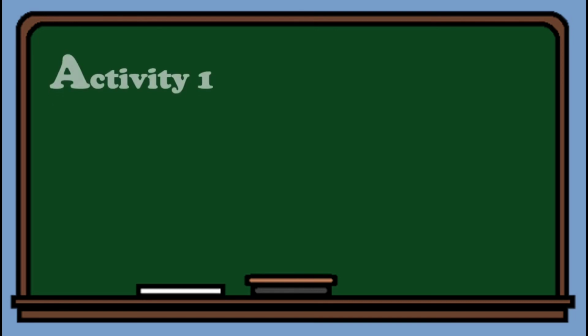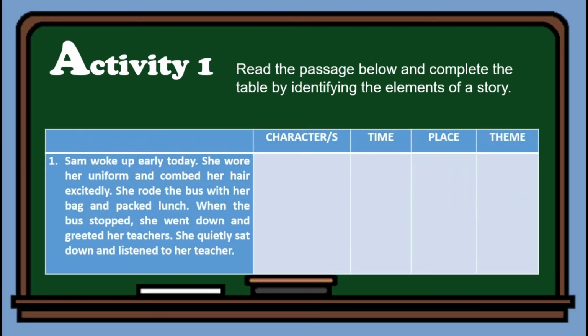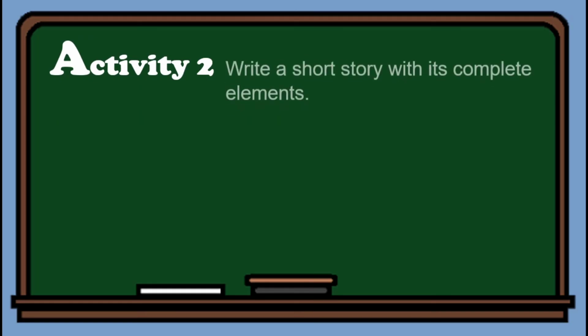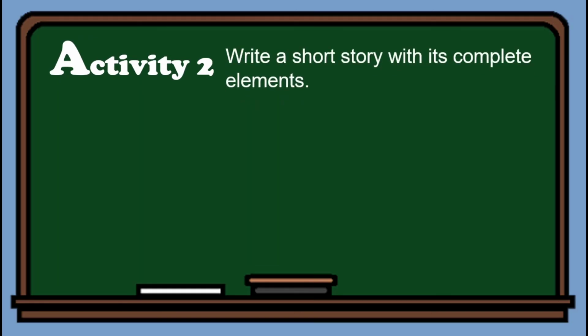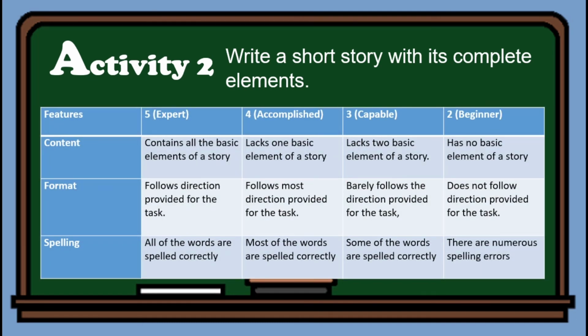Now, to gauge if you have understood our lesson, answer this activity. Read the passage below and complete the table by identifying the elements of a story. You can pause in this section so that you can answer. For Activity 2, you have to write a short story with its complete elements. These are the rubrics for the work that you are going to do.